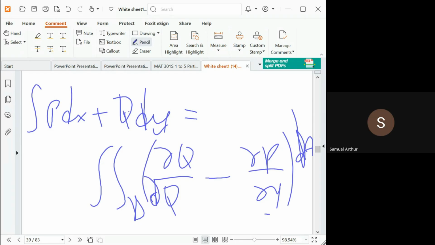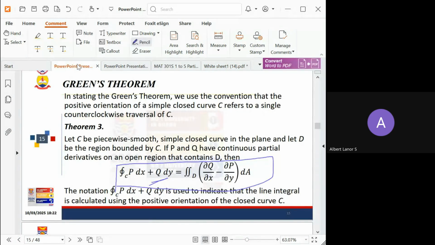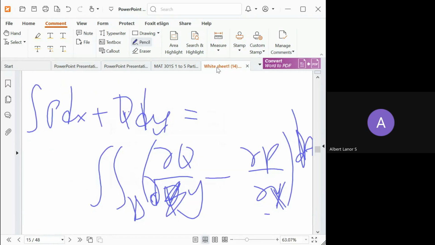So you have written the partial derivative of Q with respect to y. This should be the y, and this should be the x. So this is a very important formulation: Q_x minus P_y.